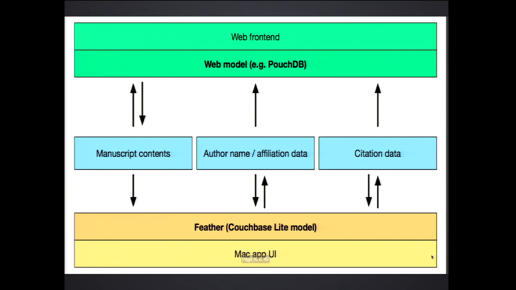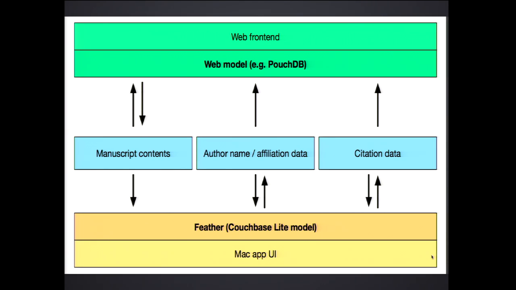So our architecture actually on this level involves having a package of different databases. We have the manuscript's contents in one database, the author name and affiliation data, like the bibliography metadata for the authors who are writing the document, in another, and then the larger citation data that you're citing from external documents in another database. And I'll get to why that makes sense.